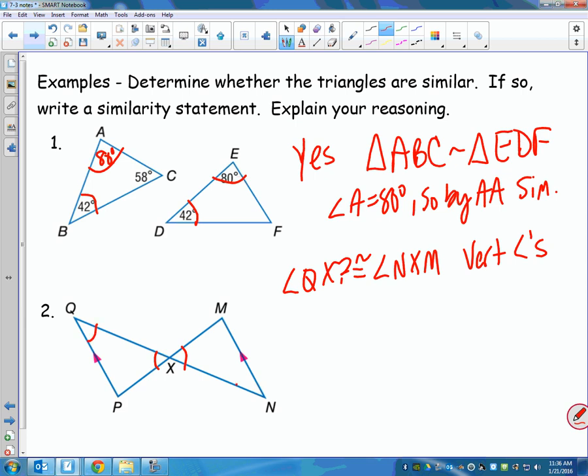And remember, you don't really have to prove all 3, but we could prove all 3. Because these would be alternate interior. Well, we just have to prove 2, right? Because then we can say by angle. So I can say angle Q is congruent to angle N because of alternate interior angles. See how explain your reasoning is kind of like being proof. Let's take a look.